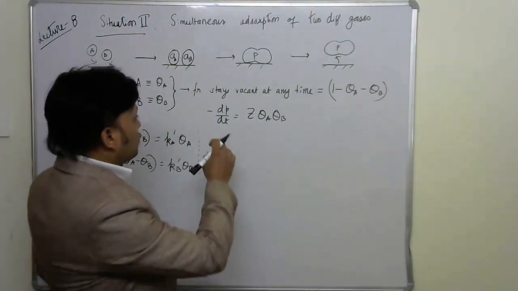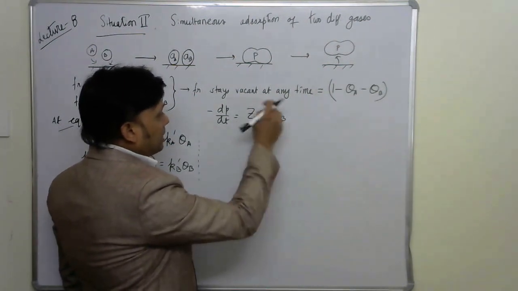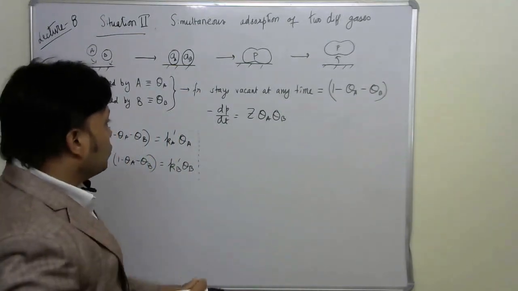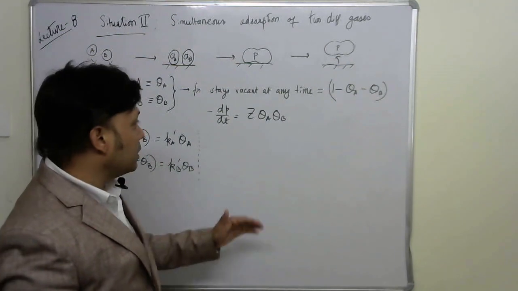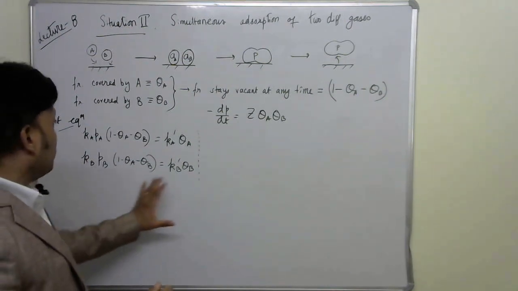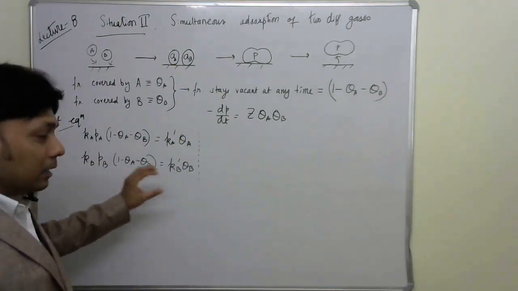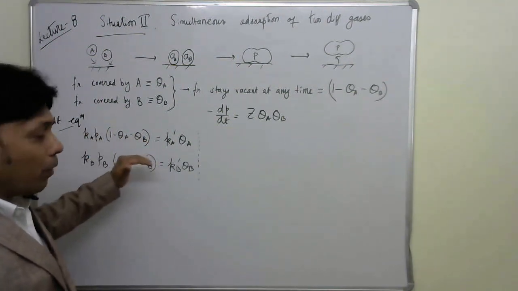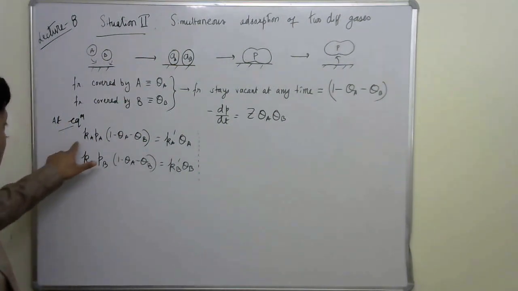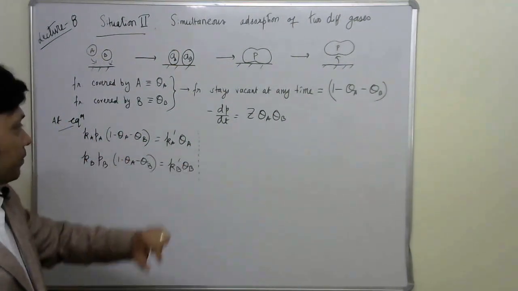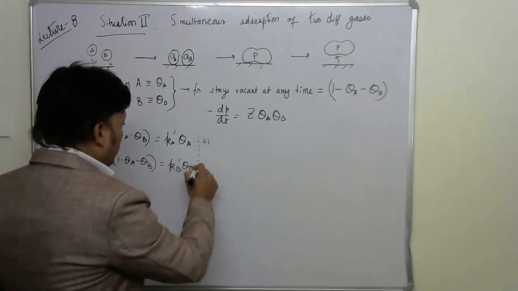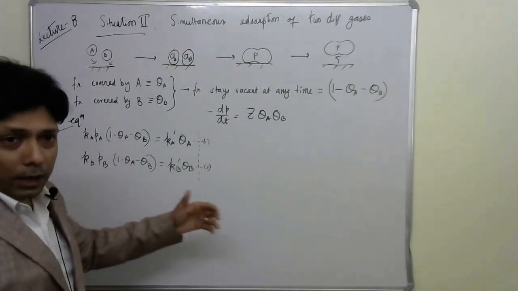And obviously the rate becomes minus dP/dt is equal to, now it would look like some kind of a second order reaction, Z theta A multiplied by theta B. So our job is to find the two unknowns, theta A and theta B. And obviously to find two unknowns, we need two simultaneous equations. So we try to form the equations right from the beginning, that means from the consideration of equilibrium, where the rate of adsorption equals the rate of desorption. For the case of gas A, we have this equation, and we can call it equation 1. And for the other one, we have this, and we call it equation 2. From here, we have to find theta A and theta B.